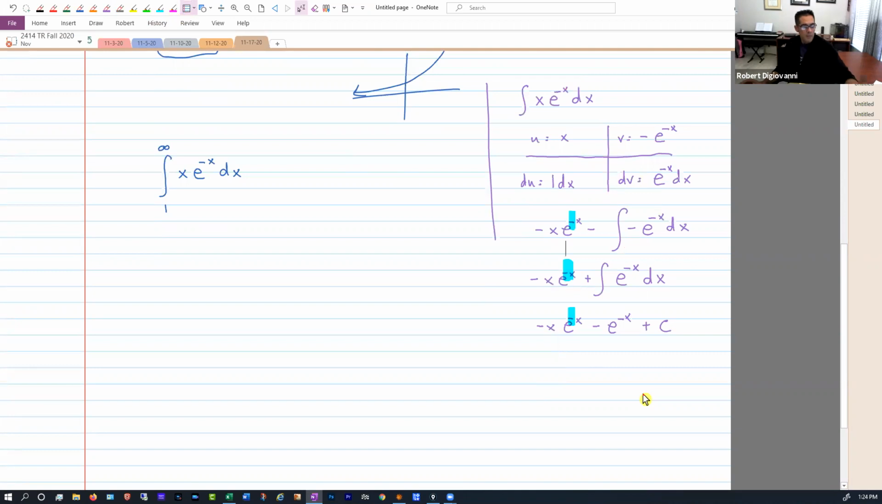Okay, now we need to convert this over to an improper integral. So it's going to become a limit. T is going to go to infinity. And we're doing the integral from 1 to t of x e to the negative x dx, which is equal to the limit as t goes to infinity. Okay, the antiderivative is negative x e to the negative x minus e to the negative x, evaluated from 1 to t.